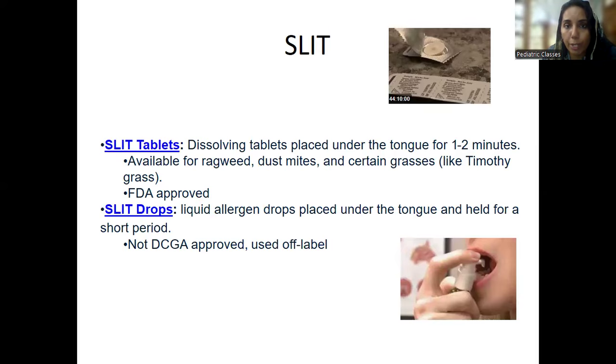SLIT, sublingual immunotherapy, is available as tablets; those for dust mite are currently approved in India. Tablets are also available for ragweed, certain grasses, etc., but not in India. Compared to SLIT tablets, SLIT drops are liquid allergens placed under the tongue and held for some time. These are not DCGI approved, but are widely used off-label.